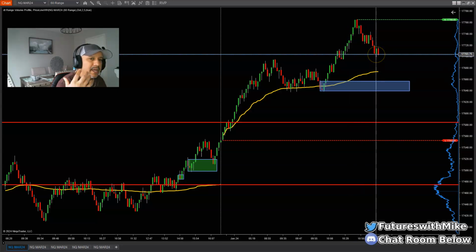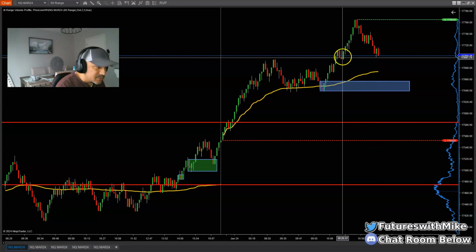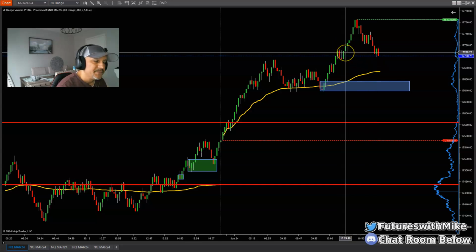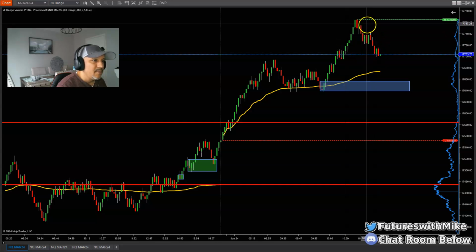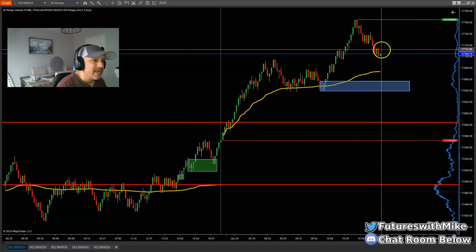So it's a good chance if the market does reject this zone. I'm not saying it will, because this is a low probability zone for me. It could come back and start to test and move all the way back up to the upside and test the high right here if we get the rejection.